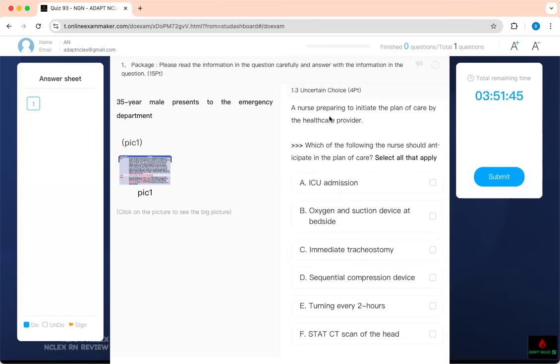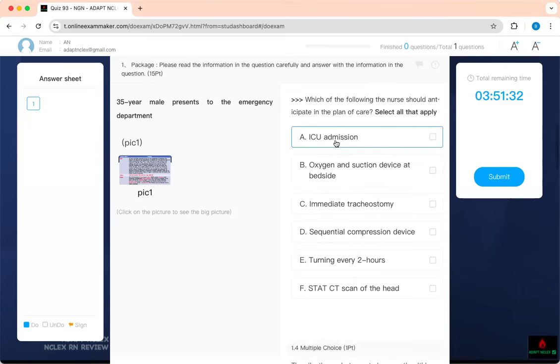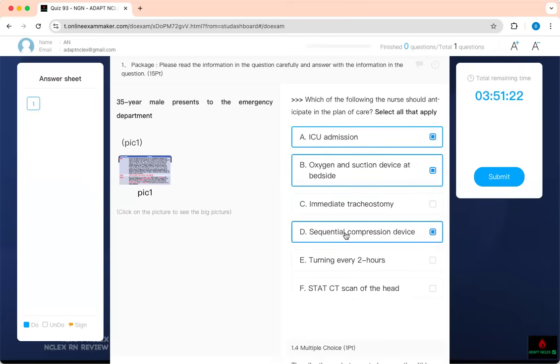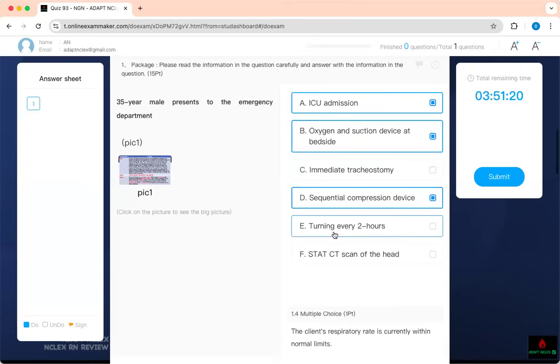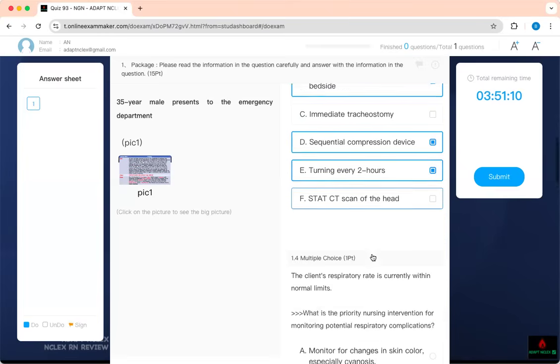And then a nurse is preparing to initiate the plan of care. Which of the following should the nurse anticipate in the plan of care? So we have to take care of this patient. What are you going to do? This patient needs to be in the ICU. They may have respiratory failure, so you need oxygen and suction at the bedside. You don't need a tracheostomy right away. You may need sequential compression devices to prevent DVT. And you may need to turn the patient back and forth to prevent sacral skin breakdown or soft tissue injury, right? Pressure injury.